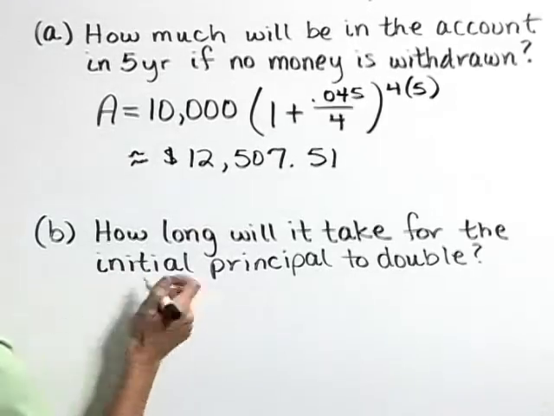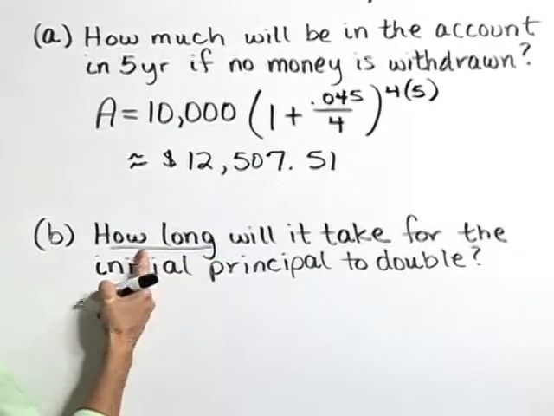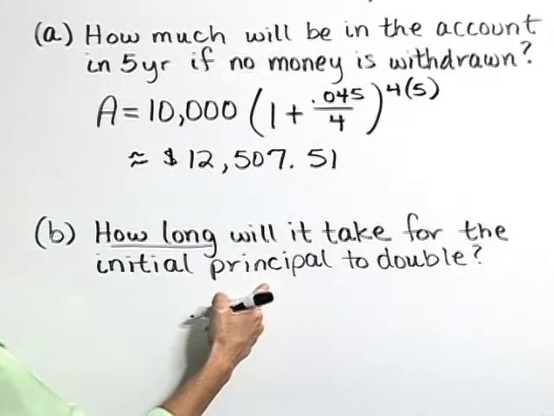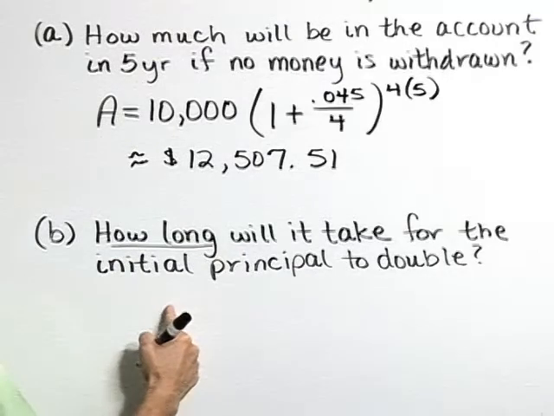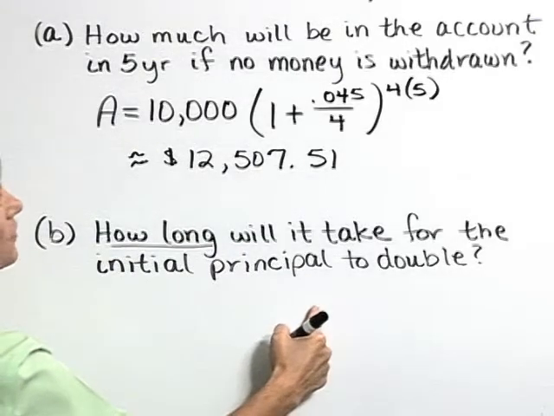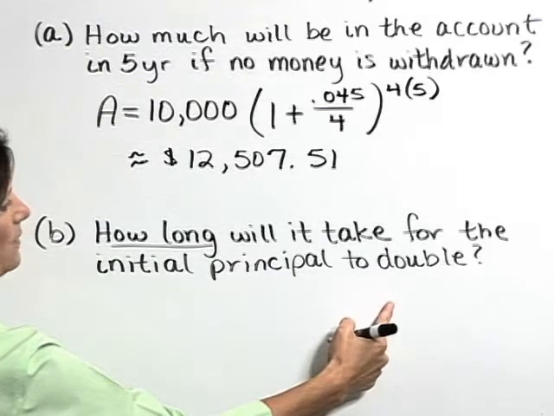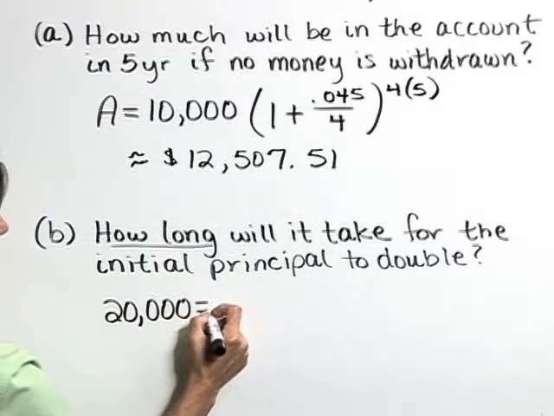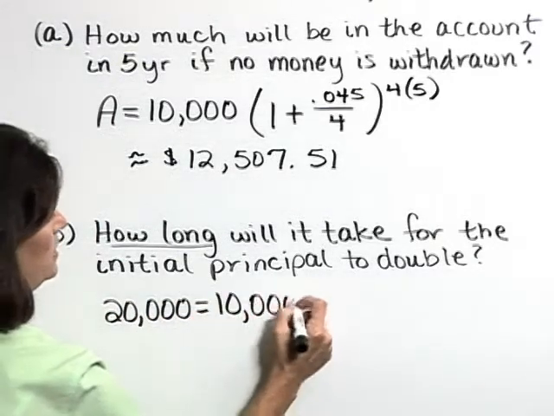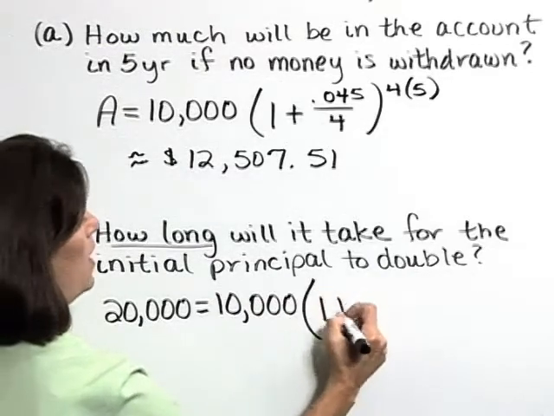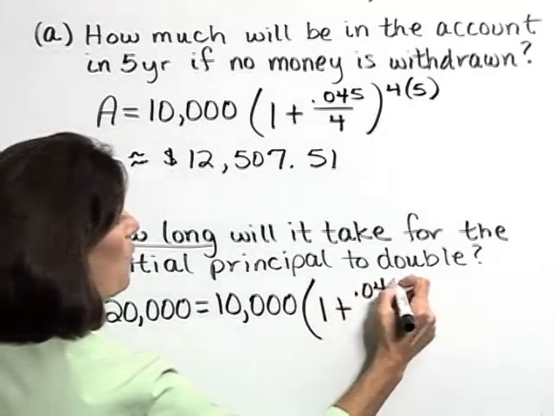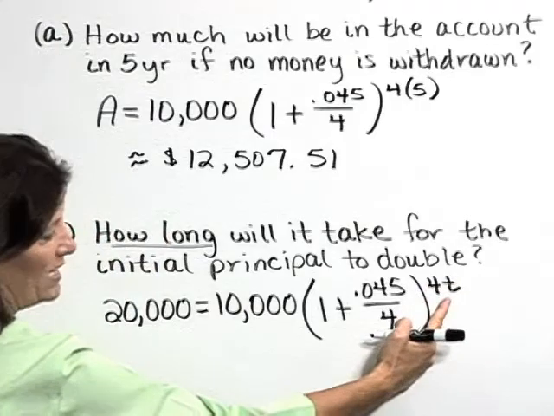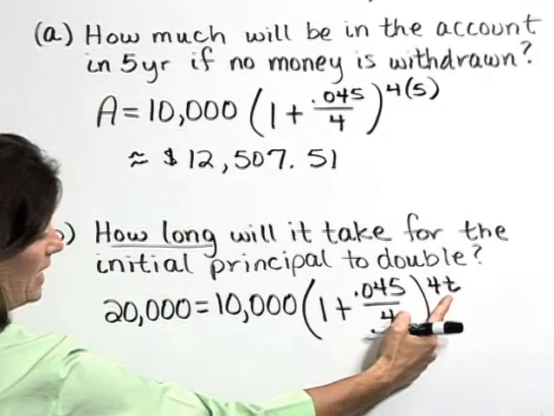In this question, we're going to be solving for time. Remember that our initial principal is 10,000, and so in our formula, A equals 10,000 times (1 plus 0.045 over 4) to the 4t, we're going to replace A with 20,000. That initial principal was 10,000 times (1 plus 0.045 over 4) to the 4t. Now we're going to take this equation and solve for t, the time.